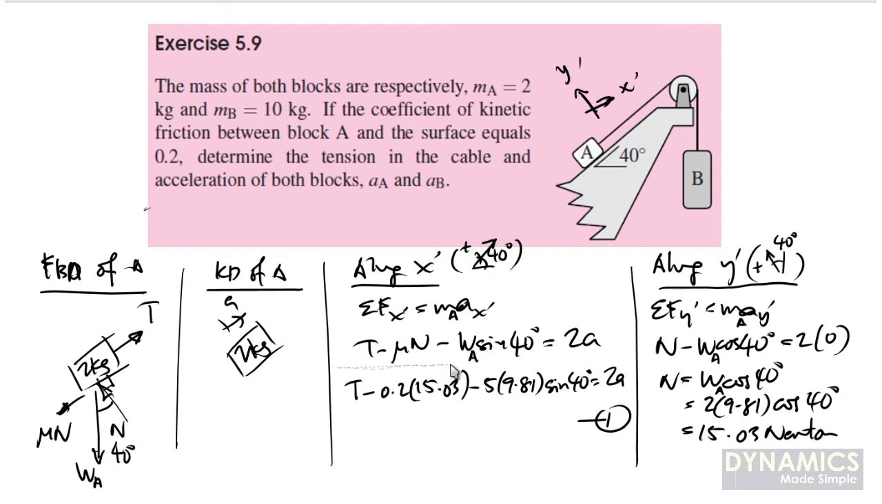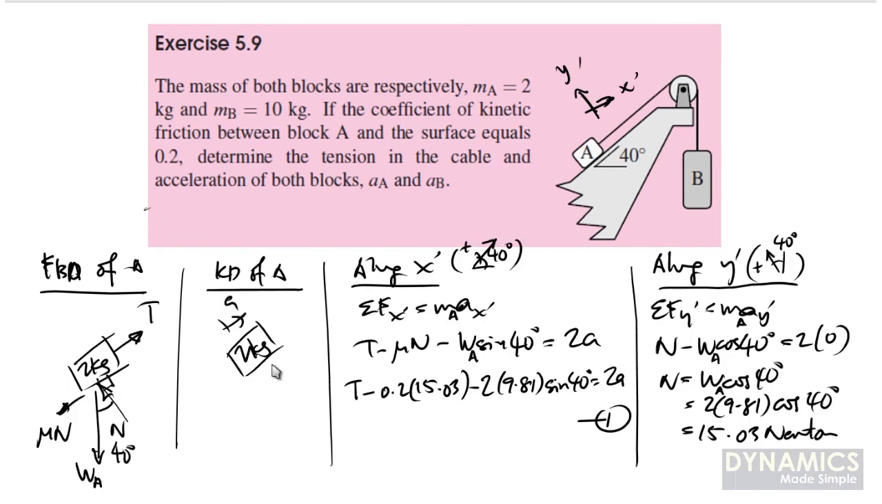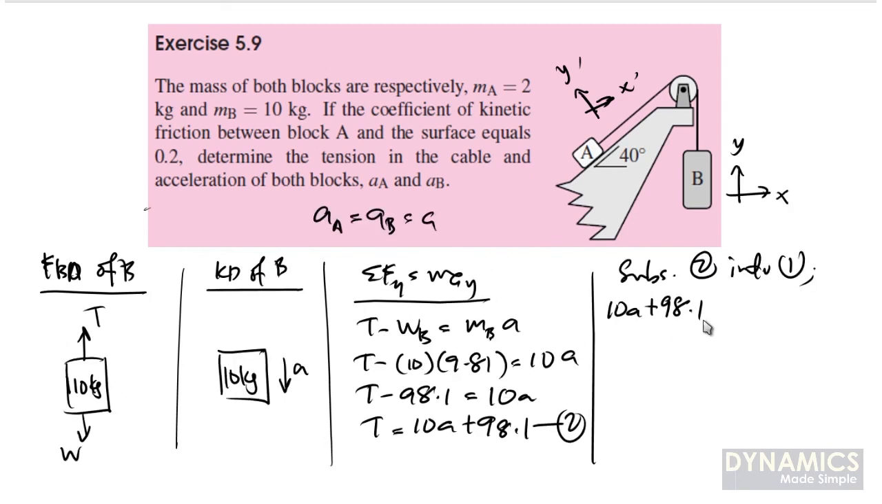Doctor, why are we using 5 in equation 1? Should be 2, right? Yeah, you're right. Thank you. We'll have 10A plus 98.1 minus 0.2 times 15.03.